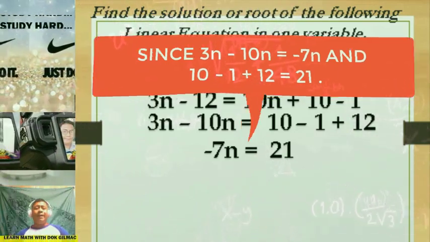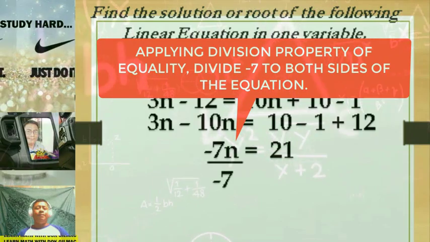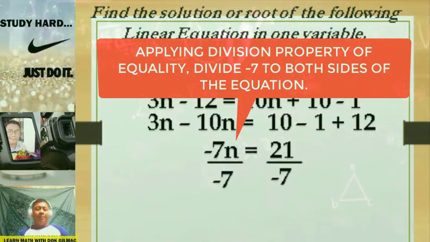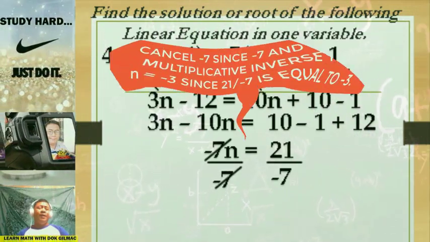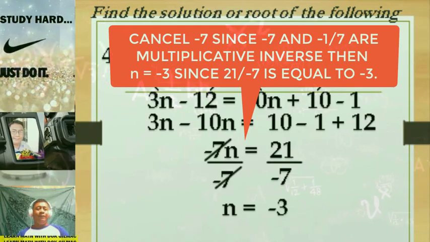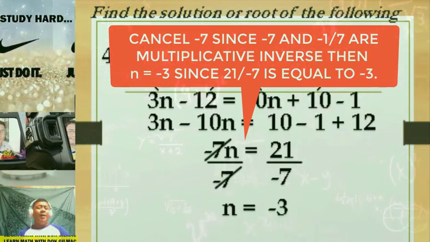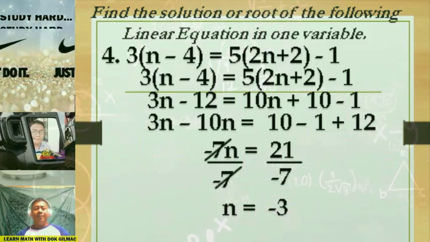We can just divide both sides of the equation by negative 7. From here, we can just cancel negative 7 on the left side of the equation. So we have n is equal to negative 3, since 21 divided by negative 7 is negative 3.